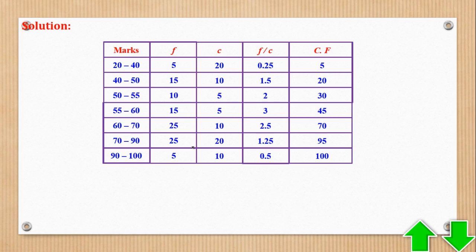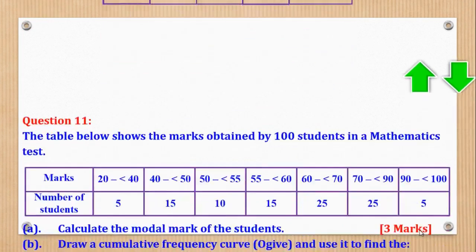Some students would go ahead to get x, fx, fx squared. That will be a waste of time, because fx is got when they ask for the mean, and fx squared is got when they ask for variance or standard deviation. Because they didn't ask, we don't need to get them. After tabulating, that is when you can think of answering the questions.